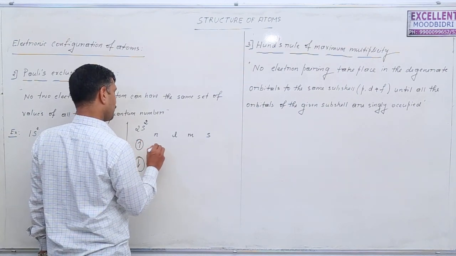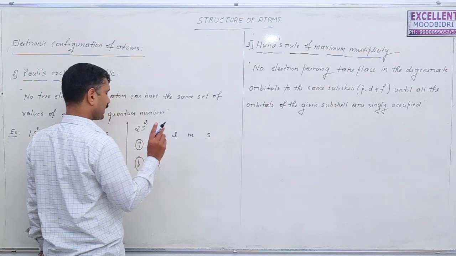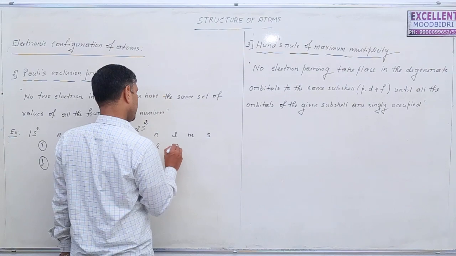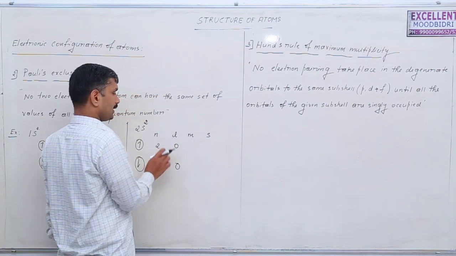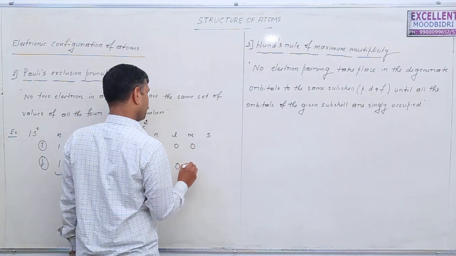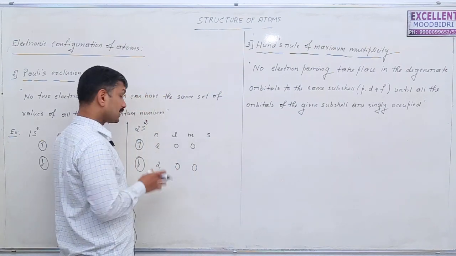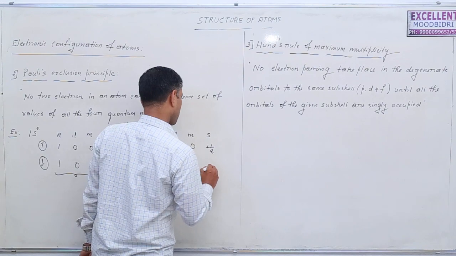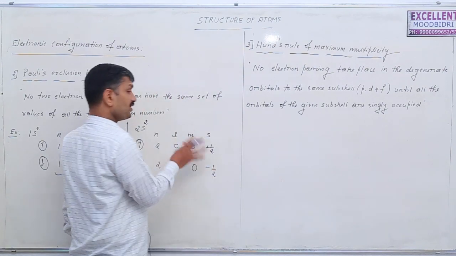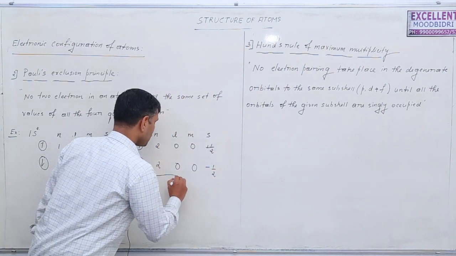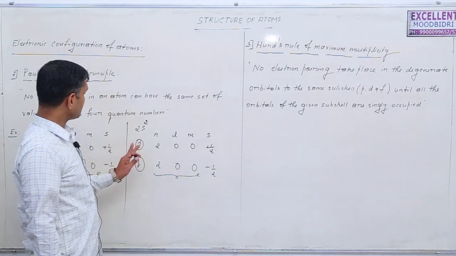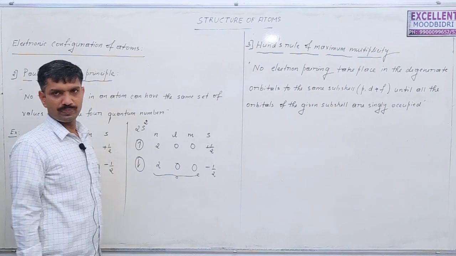What's the value of n? 2. For the second electron also, n is 2. l value is 0, here also 0. m value is 0, here also 0. Spin quantum number for the first electron is plus half, for the second electron minus half. This is different. The first 3 quantum numbers are the same, but the 4th quantum number is different. So this is called Pauli's exclusion principle.